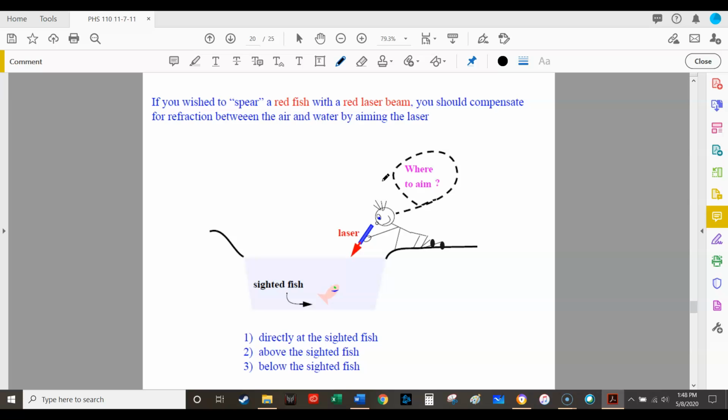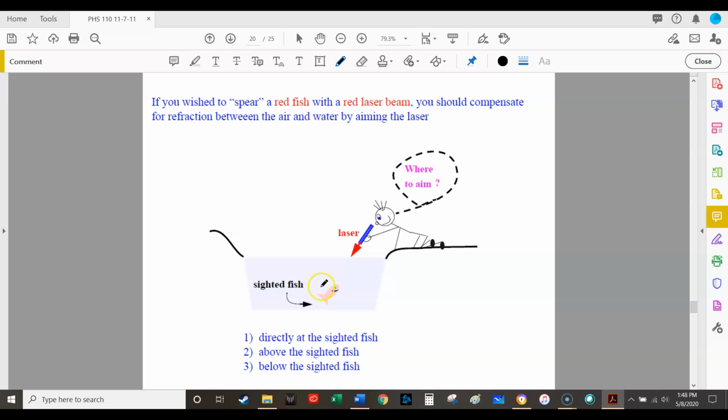So let's review. If you want to spear a red fish with a red laser beam, where should you aim to hit the red fish with your red laser beam? Should you aim above the sighted fish, below the sighted fish, or right at where the sighted fish is? And here's where you see the fish. So go ahead and pause the video and try answering that question.